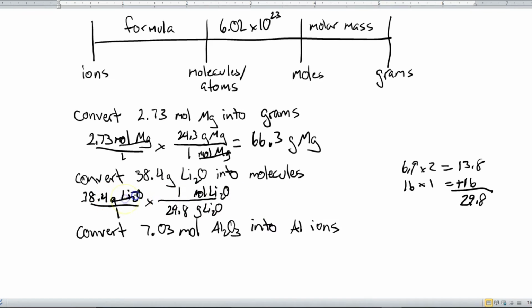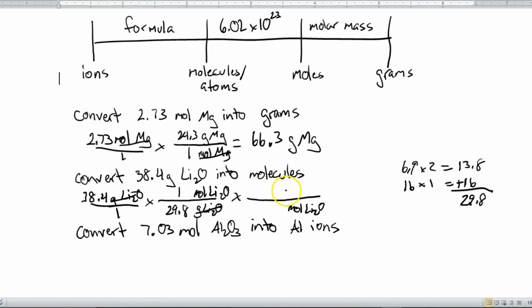Okay, so my grams are able to cross out. I'm left with moles. Can we stop? Well, the question is asking us to go to molecules. So no, we're not quite there. So we've got one more step to go. Since moles is on top, I'm going to automatically put moles on the bottom. And what unit goes on top? Well, the one that is next in line, which is molecules.